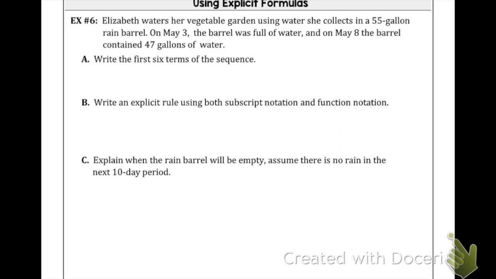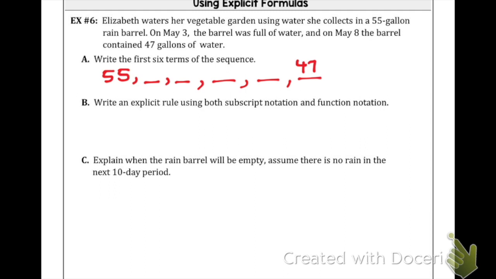Okay, example 6. Elizabeth waters her vegetable garden using water she collects in a 55-gallon rain barrel. On May 3rd, the barrel was full of water, and on May 8th, the barrel contained 47 gallons of water. So that means we're starting out with 55 gallons on May 3rd. I don't know what I have on May 4th. I don't know what I have on May 5th, May 6th, May 7th. But on May 8th, I know that I have 47 gallons left.